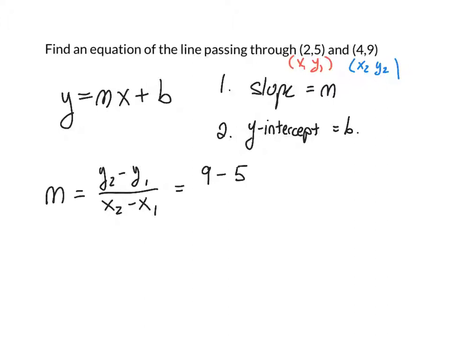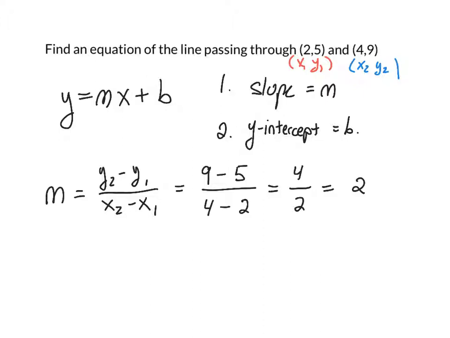Then x2 is equal to 4, and x1 is equal to 2. Doing out my computation here, 9 minus 5, that's 4, divided by 4 minus 2. 4 minus 2 is 2, so I get 4 divided by 2, and 4 divided by 2 is equal to 2. Well, in this case, I have m, and now I need to find b.